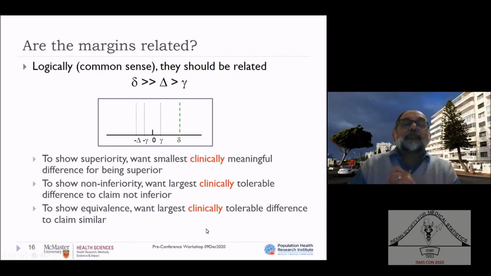However, for non-inferiority margins, regulatory agencies have come about and said, we don't let you decide what is tolerable. We will decide what is tolerable.